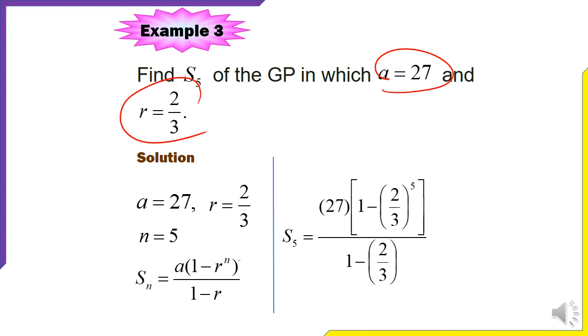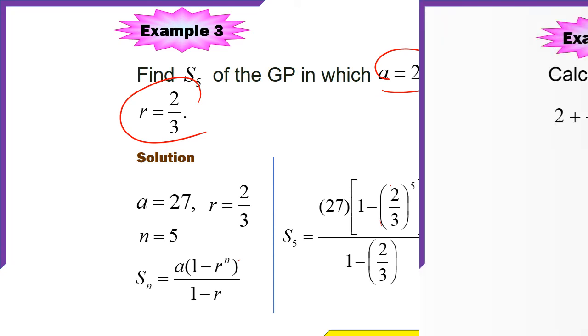So just substitute the value of a equals 27, r equals 2 over 3, and n equals 5. By using the calculator, don't forget to check your bracket and then the power. It should be a bracket of 2 over 3, close bracket, and then to the power of 5. Please make sure you calculate using the correct method in the calculator. So the answer will be 211 over 3. Directly you get the answer just by using the formula.